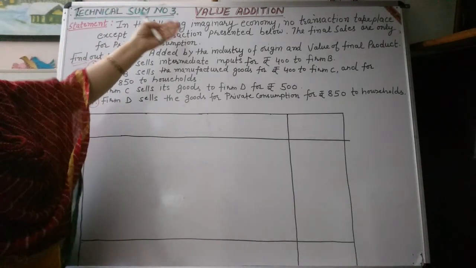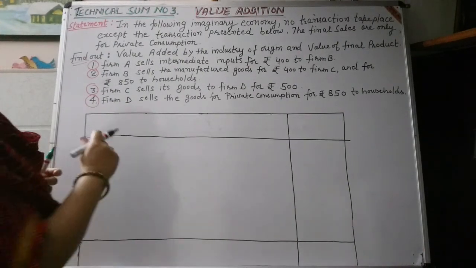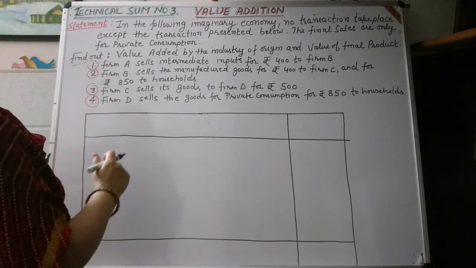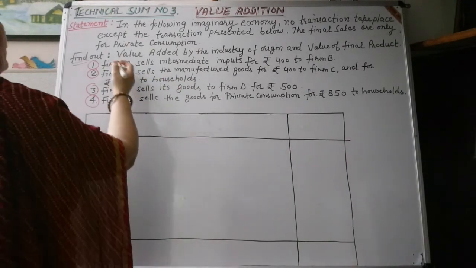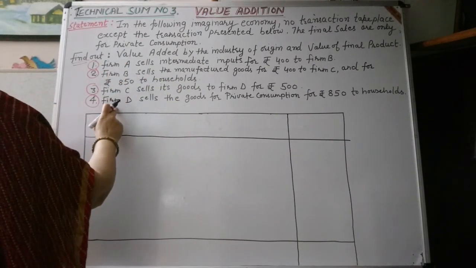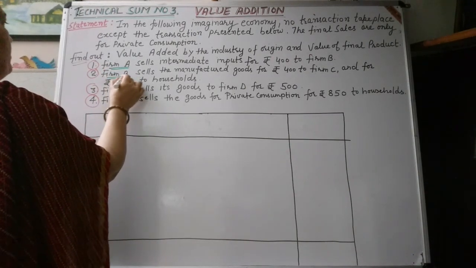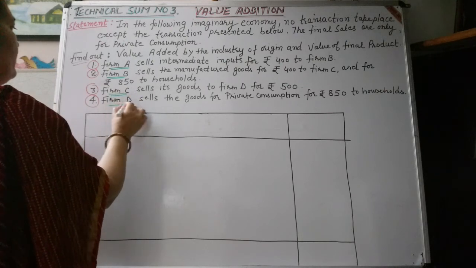Related to value addition more. Yes, here the statement is given. In an economy, the following transactions take place. Number 1, there are 4 firms, firm A, firm B, firm C and firm D.